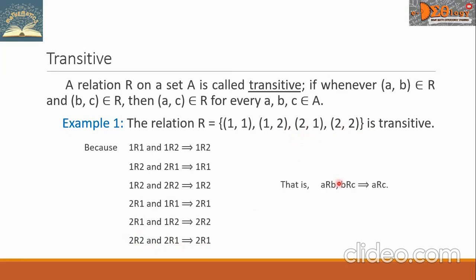And that is, A is related to B and B is related to C implies that A is related to C. Therefore, this relation R is transitive. This is the final answer.